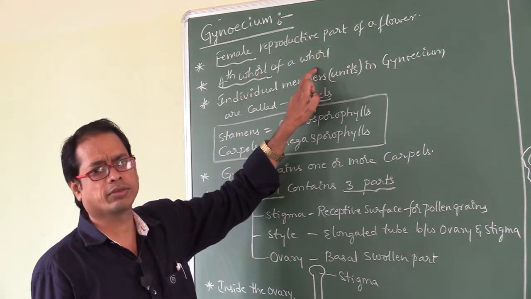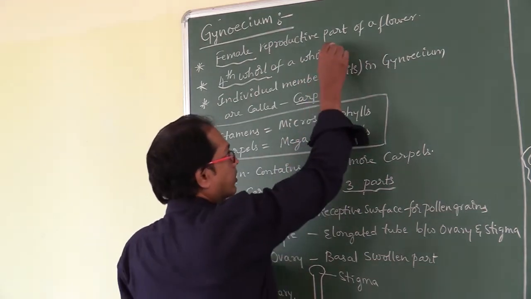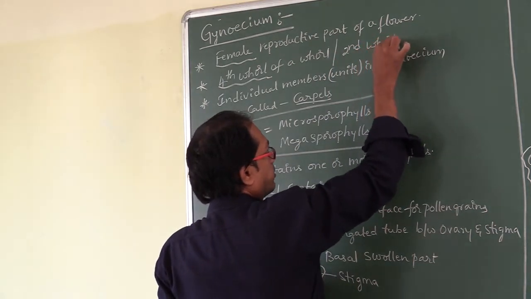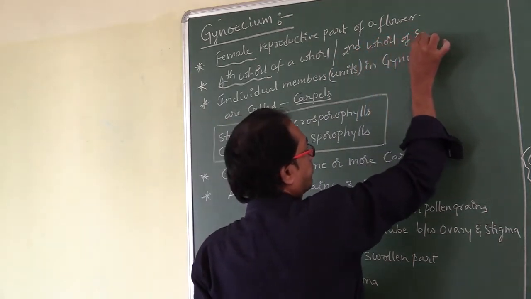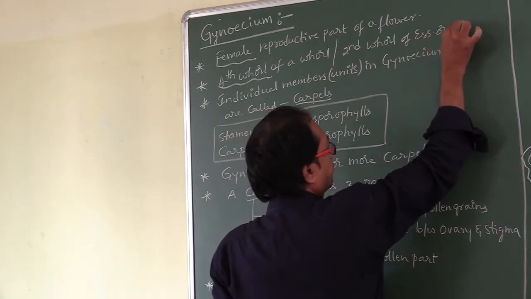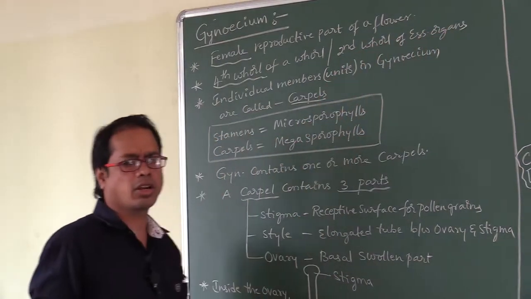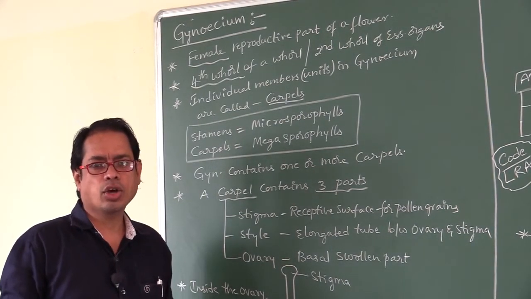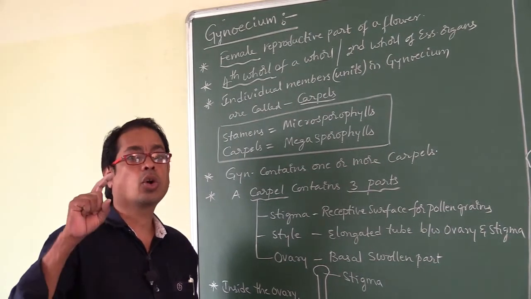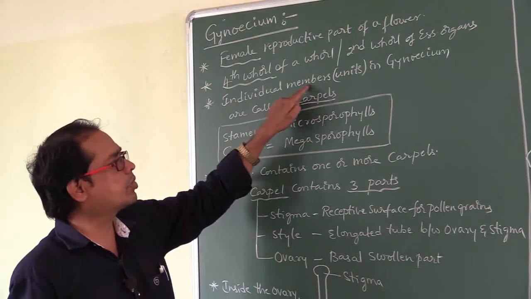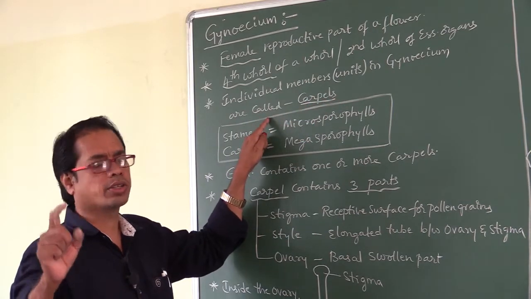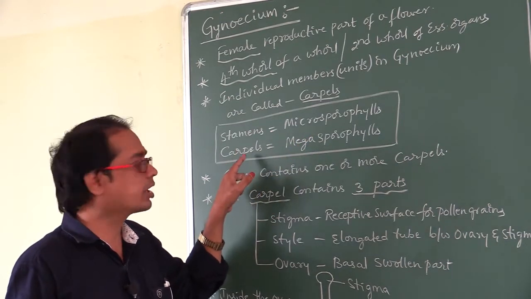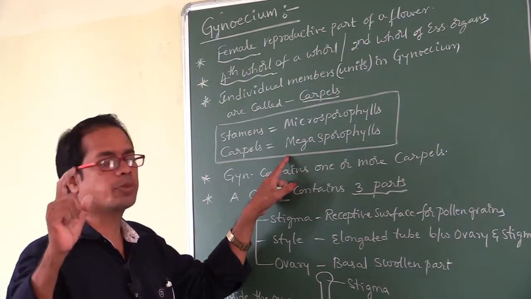Fourth whorl of a flower or second whorl of essential organs. Second whorl of essential organs means gynoecium. Second whorl of non-essential organs means corolla. Individual members in gynoecium are called carpels. Stamens are also called microsporophylls. Carpels are also called megasporophylls.